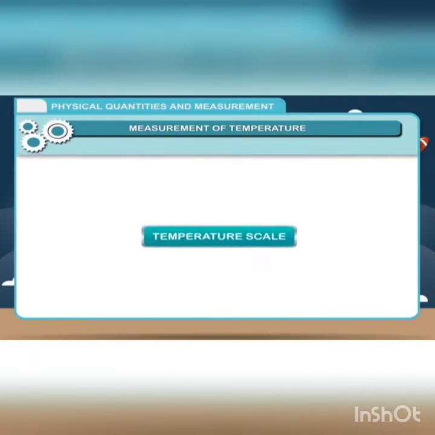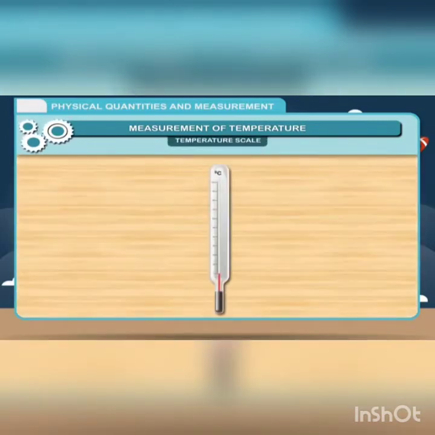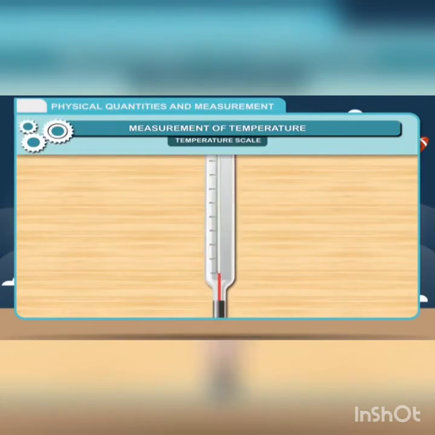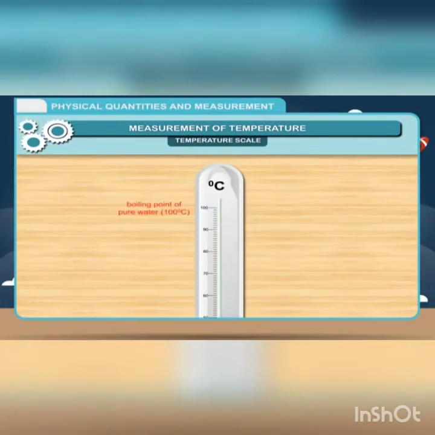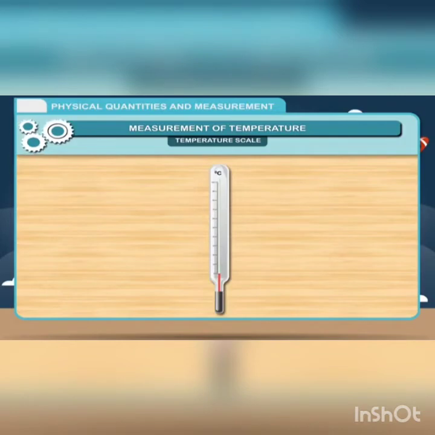Temperature scale. A liquid thermometer has a bulb at one end and a long stem which is graduated in degrees. The scale of a thermometer is usually divided between 2 points. One is the melting point of pure ice, 0 degrees Celsius, and the other is the boiling point of pure water, 100 degrees Celsius. These 2 points are called the lower fixed point and the upper fixed point.